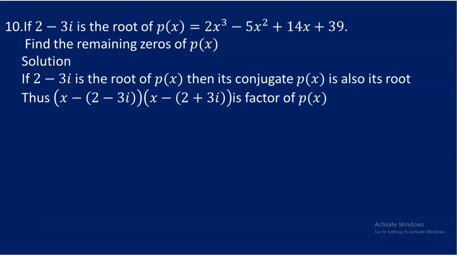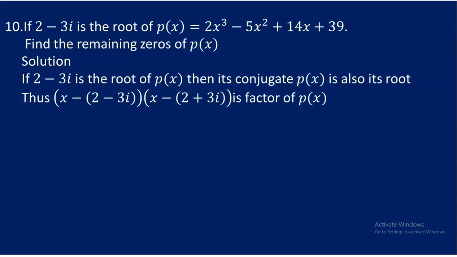Since these two are factors of this polynomial, their product is also a factor of this polynomial. In order to determine the remaining factor, we need to follow this approach: multiply these two and find the resulting polynomial, then divide the polynomial p by the resulting polynomial. In that way we can determine the quotient, and using the quotient we can determine the remaining zero of this polynomial.